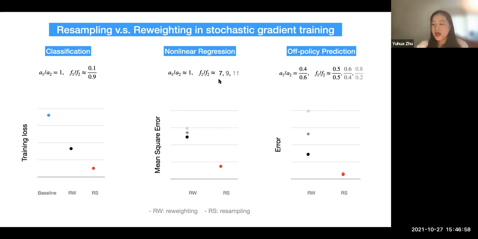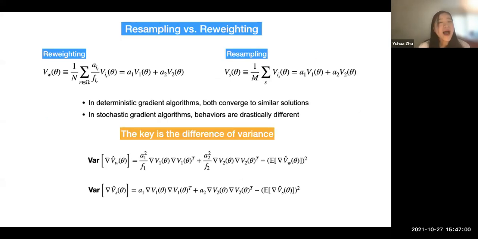Okay, so why is that? The key is the difference in variance. We can see that the variance of reweighting depends heavily on the sampling distribution, F1 and F2.